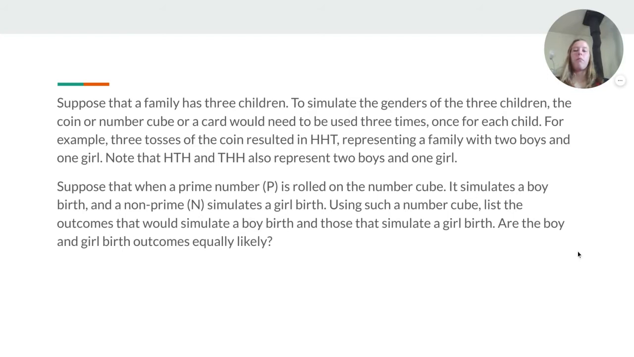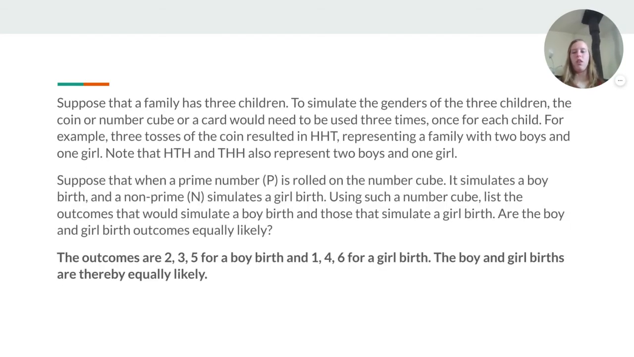Okay, so suppose that when a prime number, P, is rolled on the number cube, it simulates a boy birth, and a non-prime number, N, simulates a girl birth. Using such a number cube, list the outcomes that would simulate a boy birth and those that simulate a girl birth. So outcomes for a boy, 2, 3, 5, those are the prime numbers. 1, 4, 6 are the not prime numbers. So their births are equally likely.